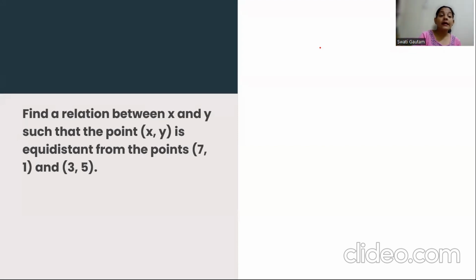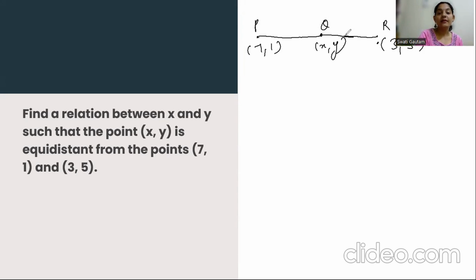Now what they are saying is that this point is equidistant from these. So there is a point (7, 1), there is a point (3, 5), and there is also a point (x, y). Suppose this is point P, this is point Q, and this is point R. What they are saying is that point Q is at equal distance from P and from R also, right? So it means PQ is equal to QR. We know that this question is from coordinate geometry. So how will we perform this question?